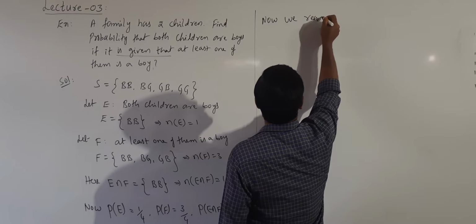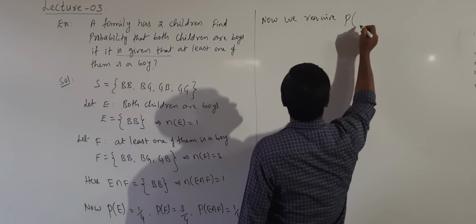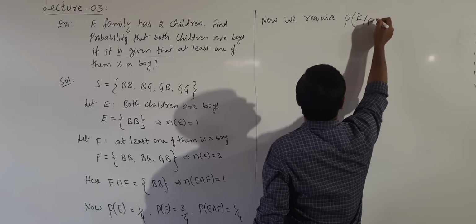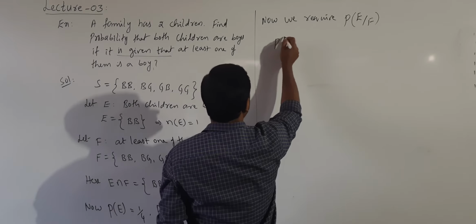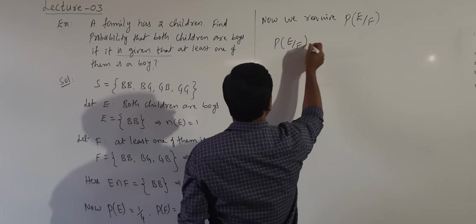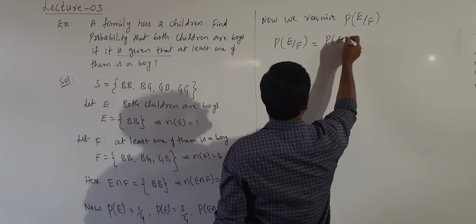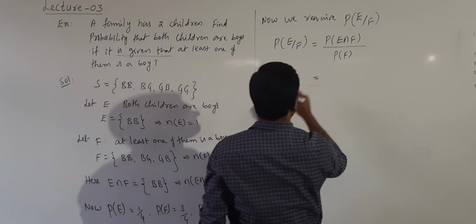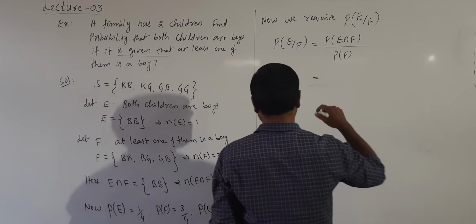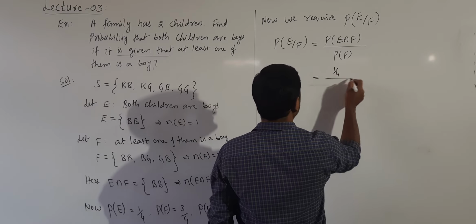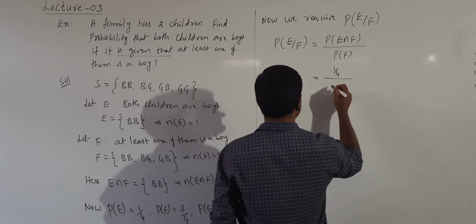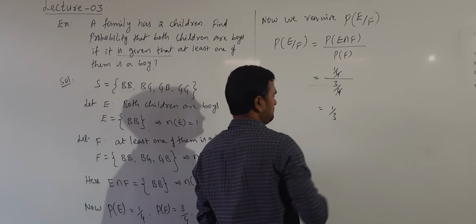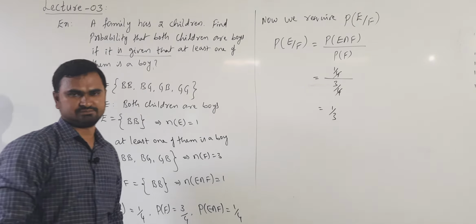We require the probability of E given that F has already occurred. So by conditional probability, E given F can be written as probability of E intersection F divided by probability of F. Intersection probability is 1 by 4 divided by P of F, which is 3 by 4. So 4 cancels. The answer is 1 by 3.